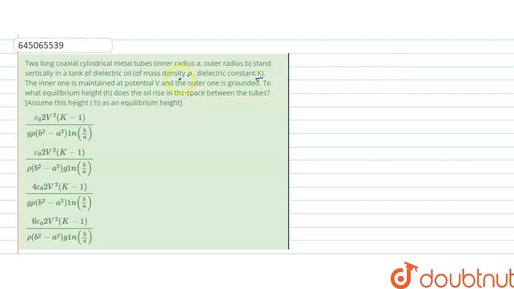So we have two coaxial cylinders. This is the center, and one more cylinder. The inner radius is A and the outer radius is B. The two long coaxial tubes with radius A and radius B are placed vertically into the container with oil.